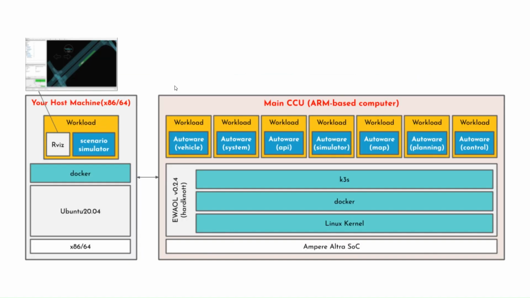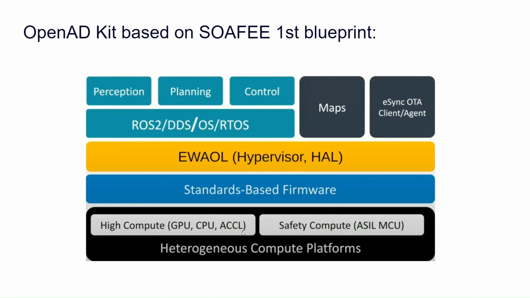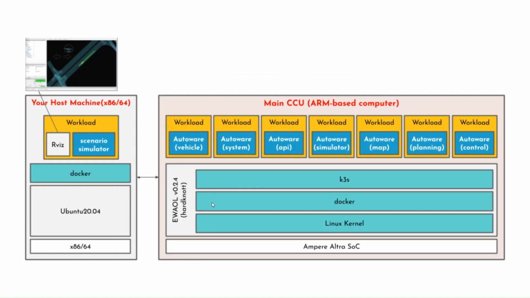So this is the first version of the OpenAD Kit. Here we do have the workloads, various workloads, as I have explained, with respect to the vehicle system, simulator, maps, and everything, which is running on an ARM system. So this OpenAD Kit is implemented on ARM hardware, and to see this simulation on our host machine, which is an x86 machine, the visualization workload is running separately so that you can visualize it.